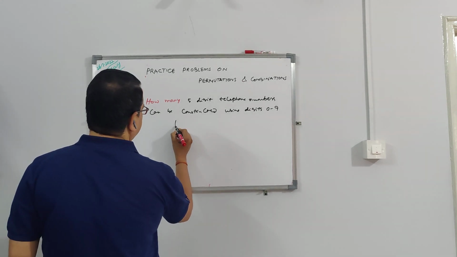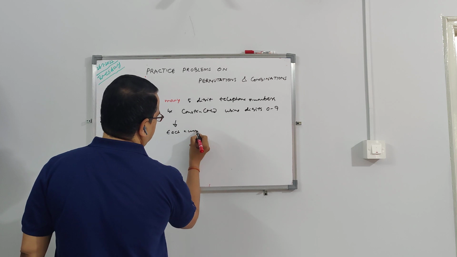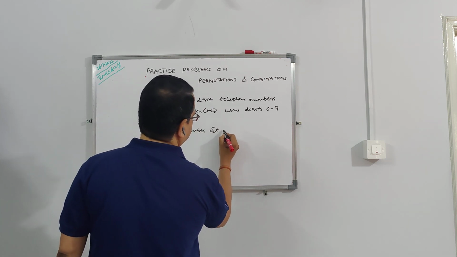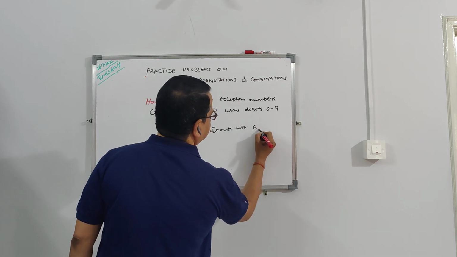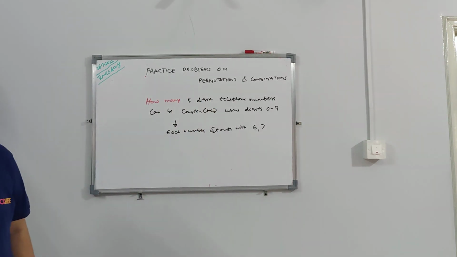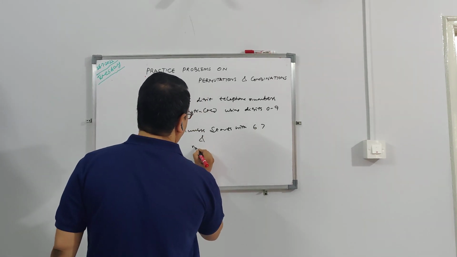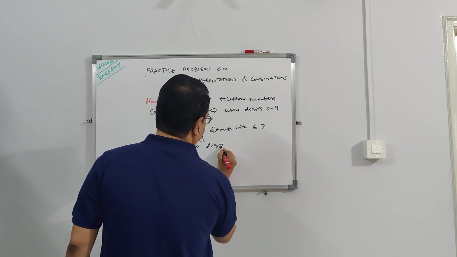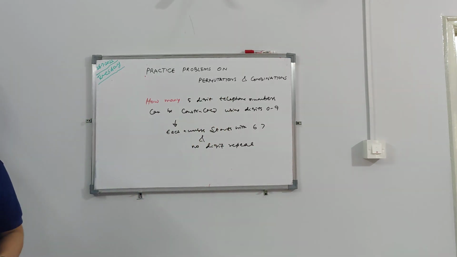The condition: each number starts with 67 and no digit repeats. So it is no repetition. No digit repeats. So what will be the answer?